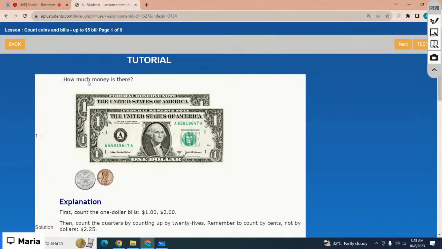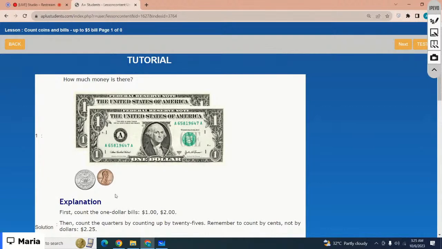Okay, how much money is there? You can see you have two bills, right? They are $1 bill each, so 1 plus 1 makes 2. You have $2. Okay, now let's look at the coins. This one is the quarter. The silver coin is the quarter, and you can count quarters by 25, right? That means 0.25. You can count the quarters by 0.25.